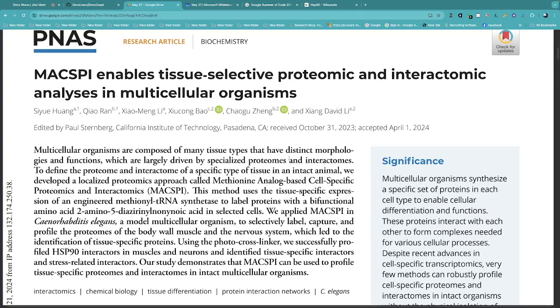So they're developing this localized proteomics approach called methionine analog-based cell-specific proteomics and interactomics, or MACSPI. And so that's what the acronym is in reference to. This method uses the tissue-specific expression of an engineered methionyl tRNA synthetase to label proteins. And so the methionyl tRNA synthetase is a biomolecule. It's engineered for this specific purpose. The purpose is to label proteins with a bifunctional amino acid in selected cells.